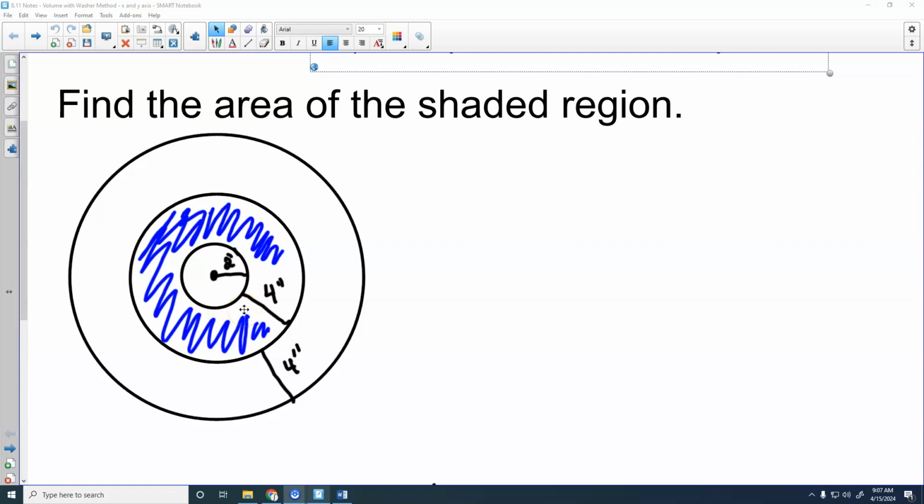What would I need to do? Find the area of the big circle. And then? Find the area of the little circle. And then? Subtract them, right?